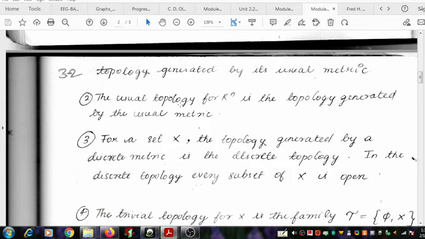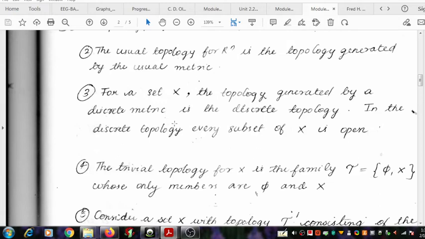Next, as the second example, we can consider the topological space X equal to Rn, that is the n-dimensional Euclidean space. Here also we have the usual metric. Using that usual metric defined on Rn, we can define open sets, and by taking the collection of all those open sets, we can make a topology, and that topology can be called the usual topology on Rn.